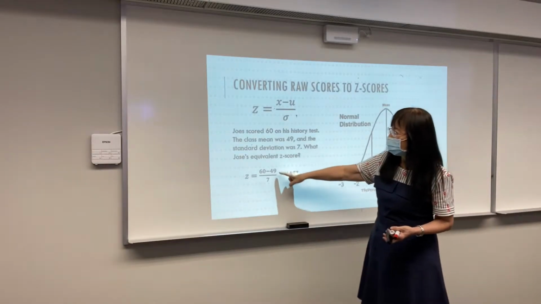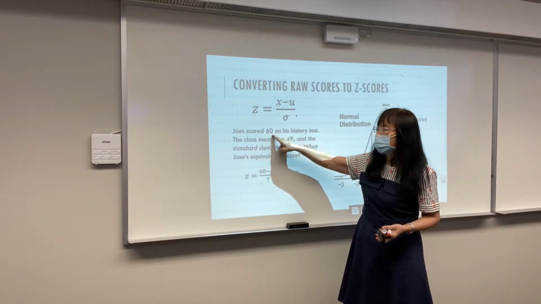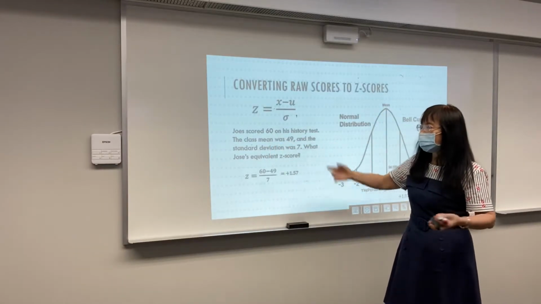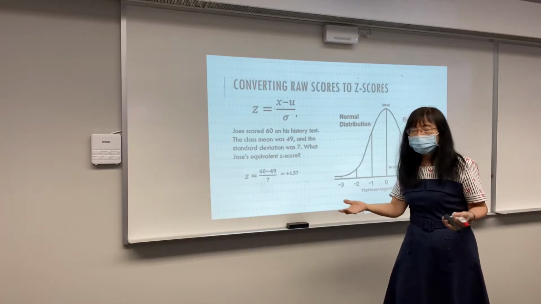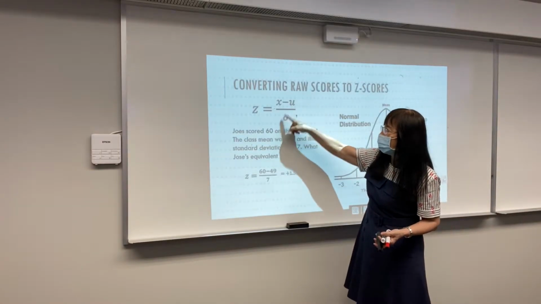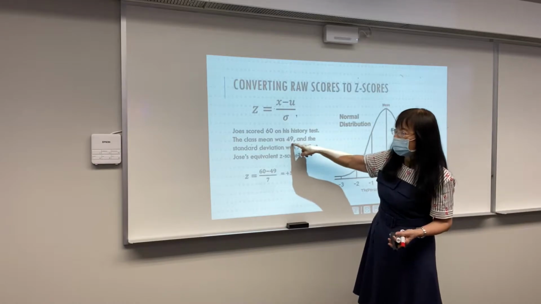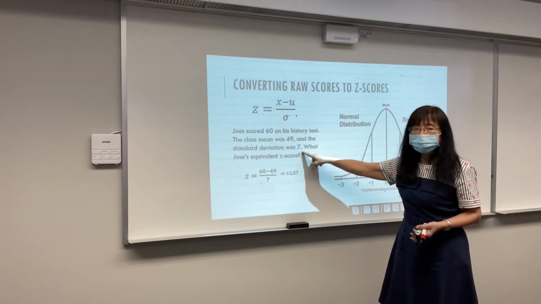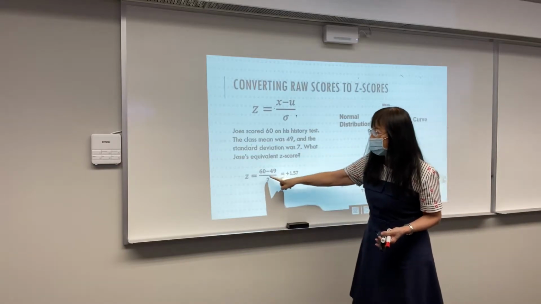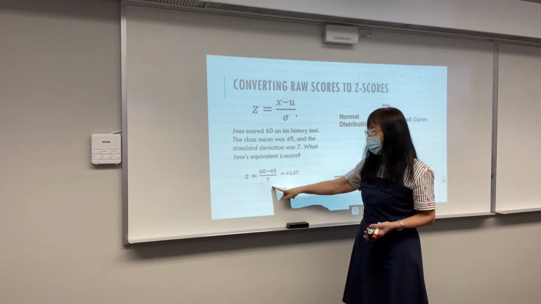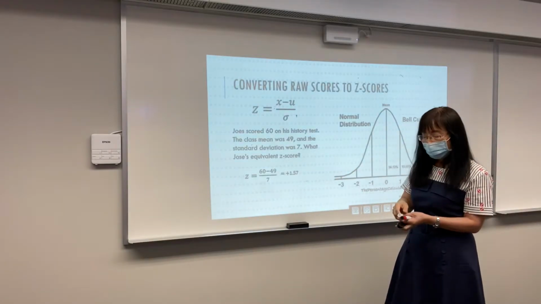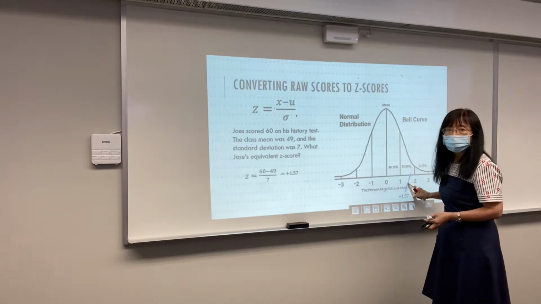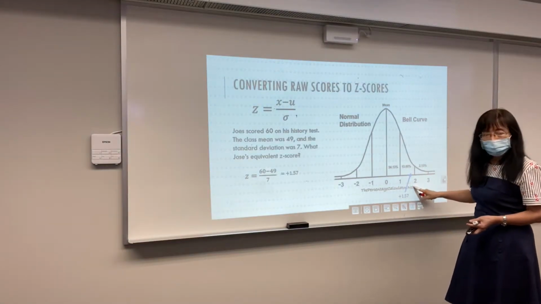So if you know your Z score, like in the example we talked about earlier, if Joe's raw score is 60, the performance looks not that good. But if you take 60, subtract the class mean of 49, and divide by the standard deviation of 7, you get 1.57. So you look at the normal distribution, not bad.